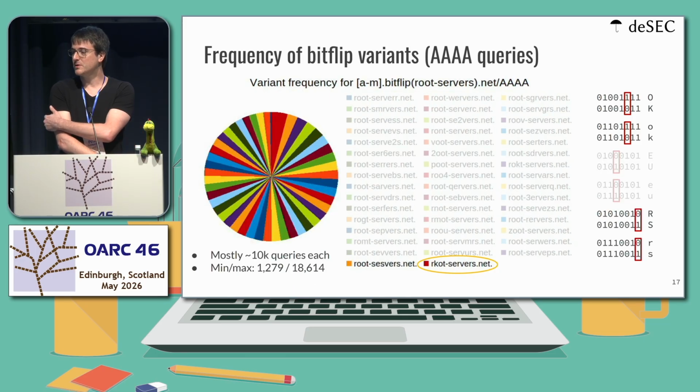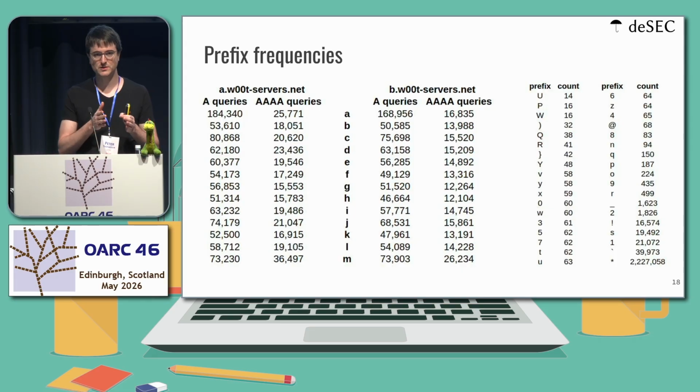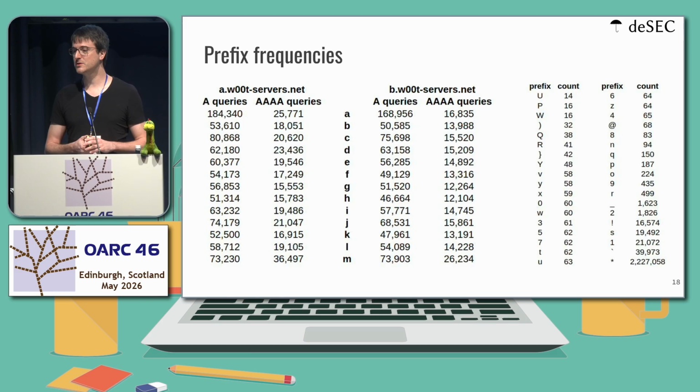So the same thing here for quad A queries. Nothing new except that the overall number is lower. Those are prefix frequencies that were seen. So those are single octet 3rd labels, pretty much. So that's on the 2 name servers.